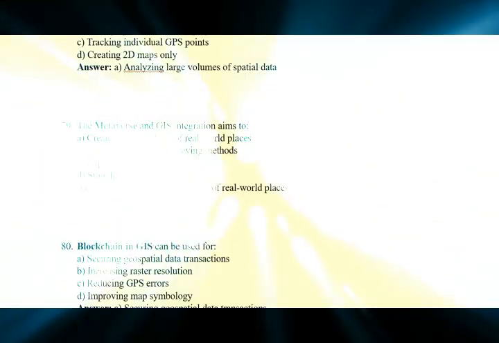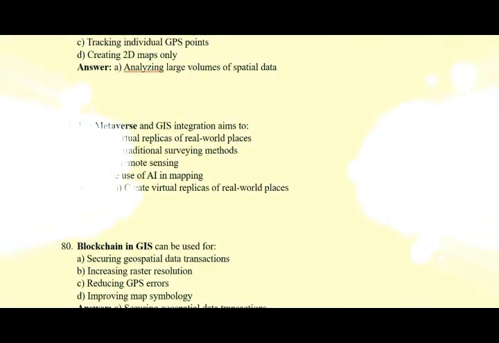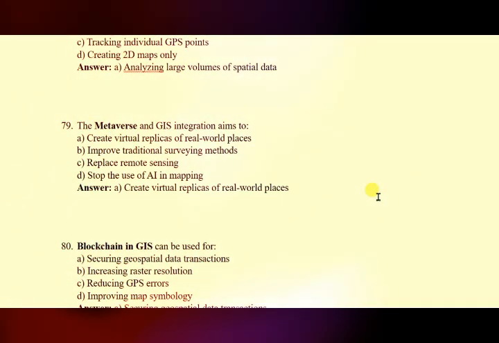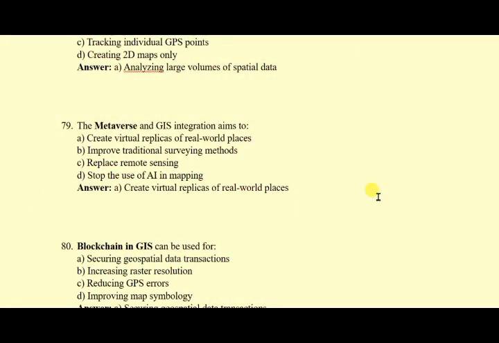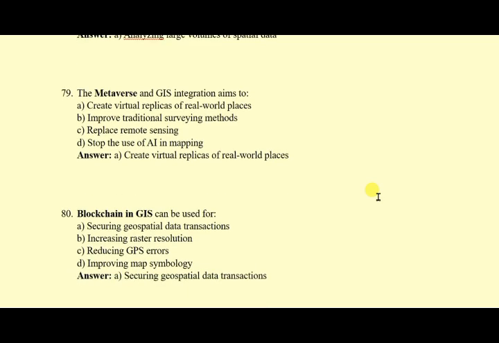79. The metaverse and GIS integration aims to create virtual replicas of real-world places, improve traditional surveying methods, replace remote sensing, stop the use of AI in mapping. The right answer will be create virtual replicas of real world places.